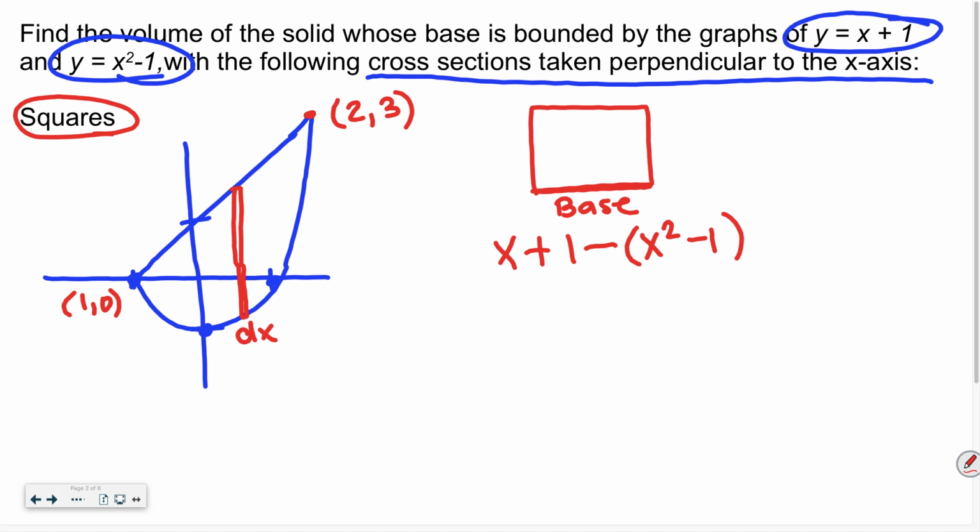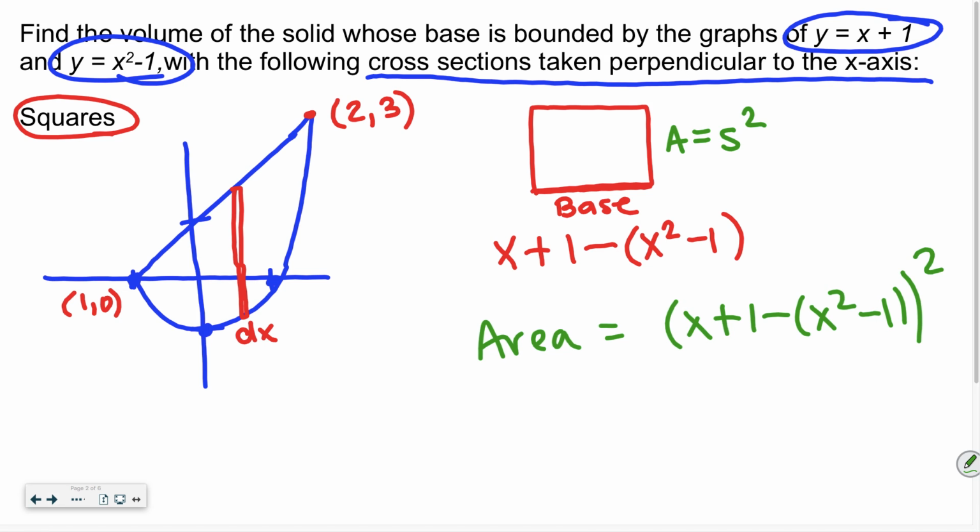Okay, so that's step one. Well, I guess step two. Step one, draw your picture. Step two, draw your shape and figure out the base of your shape. Now let's take that information and actually figure out the area of any given square. And how do we find the area of any square? Side times side. So side squared, would you agree? So the area of a square is side squared. So our area would be our side squared.